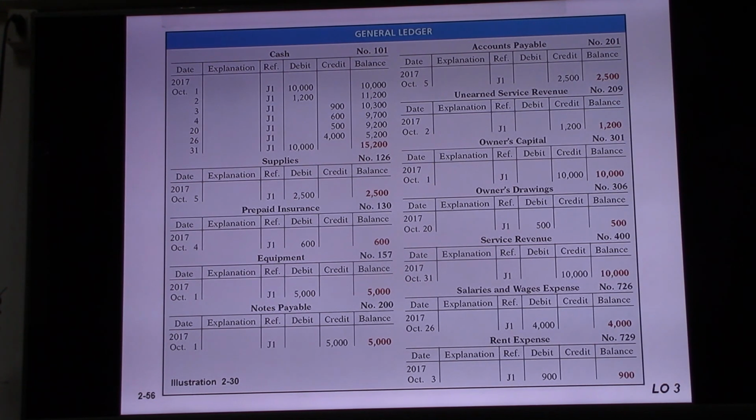And here we come to the end of our lecture. Next week we're going to continue discussing chapter 2. Today we discussed objective number 2, journalize transactions: how to record or journalize business transactions, and how we post these transactions to the general ledger.